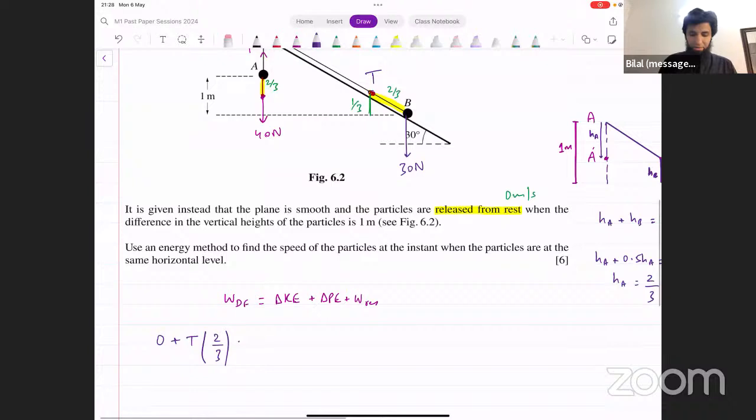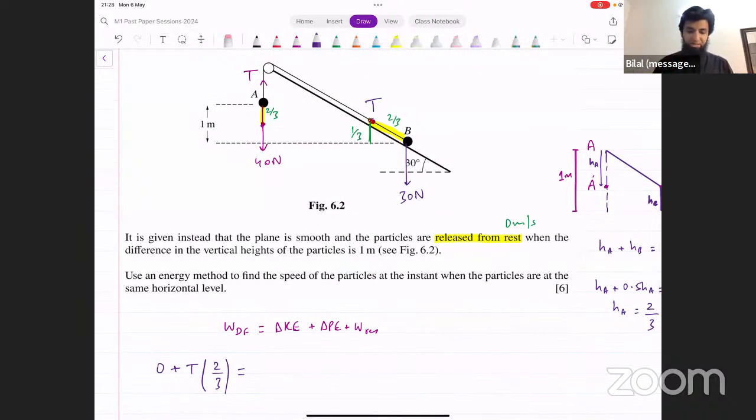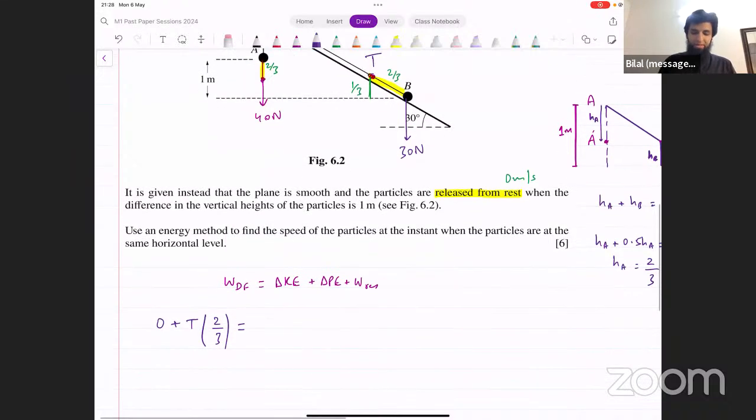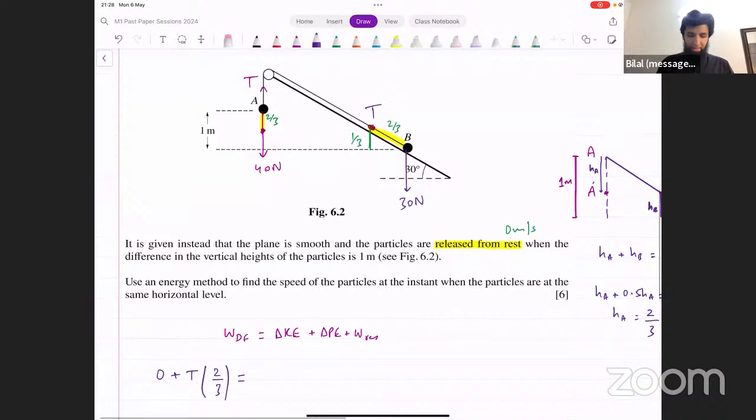Okay. Then on the other side, kinetic energy. Change in kinetic energy. Let's talk about A first of all. A starts from rest. And we have to find the speed of the particles when they are at the same horizontal level. So we can say the final speed at this point is V for A and also V for B. They're supposed to be the same because they're connected to each other.